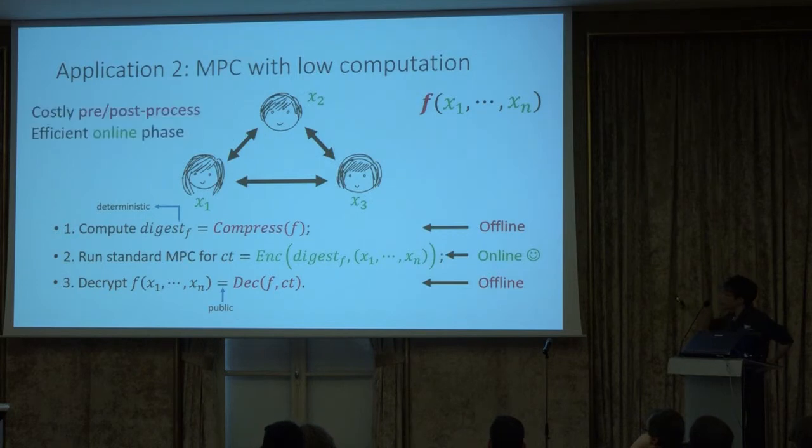So again, what do we get? We have some extremely costly offline phases, which correspond to a preprocessing phase and some post-processing phase, which actually depend on the complexity of the function. But the online phase is extremely efficient, even if the function is huge.